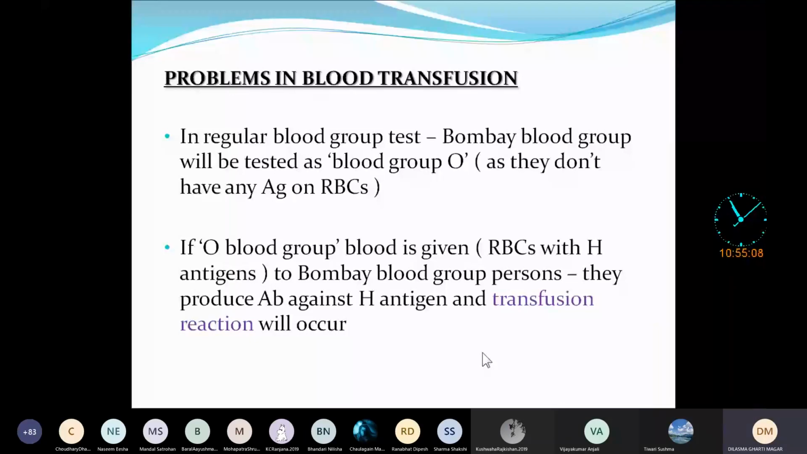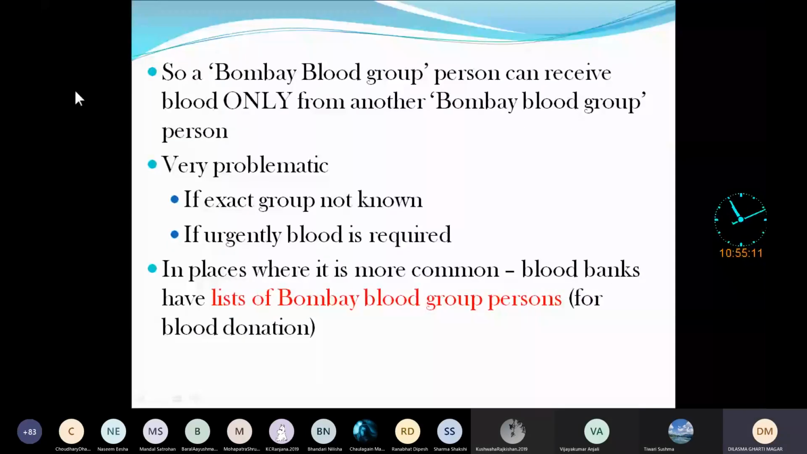Yes, ma'am. Okay. Now, a Bombay blood group person can receive blood only from another Bombay blood group person. It means that though they will be seen as the O blood group, they can receive blood only from a Bombay blood group person. They cannot receive from any other AB or O blood group, not even normal O. So they have to receive the blood only from the Bombay blood group person.